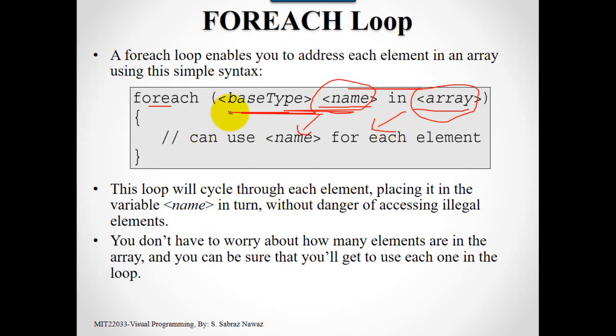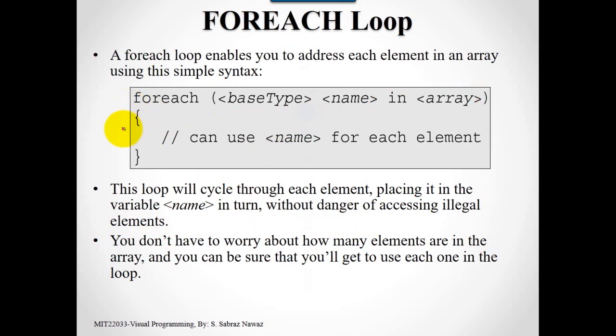Every time the loop goes inside the array elements and places each one in the variable name, given here as a name, in turn, without the danger of accessing illegal elements. Say for example if you have only 10 elements in an array, you don't have the risk of trying to access the 11th element. So automatically the for each loop decides how many elements there are, and the length of the array is decided automatically.